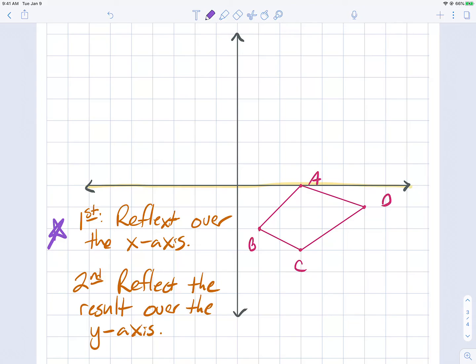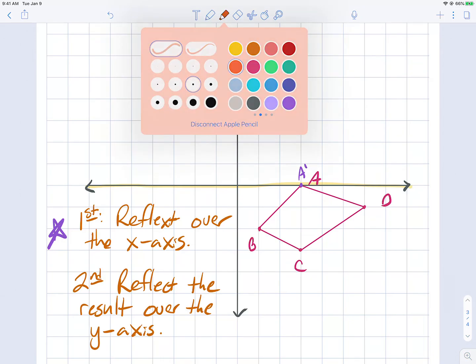Now A, if you'll notice, is on the line of reflection. So that's kind of like a sticker on a mirror. You don't see a reflection, it's just a sticker. So that is also going to be A prime, because A is 0 away from the line of reflection, so A prime is also 0 away from the line of reflection.